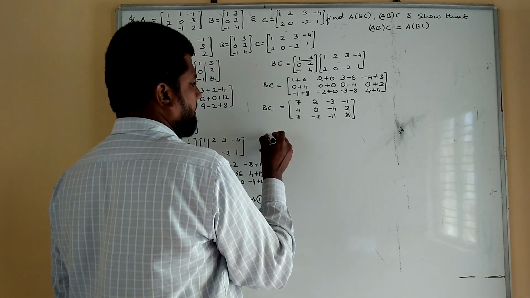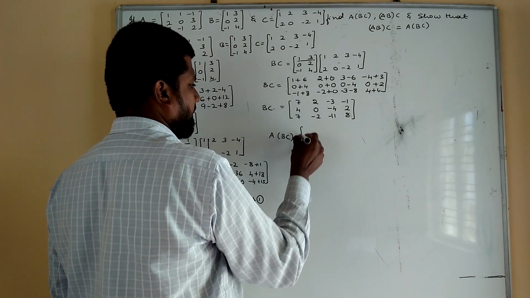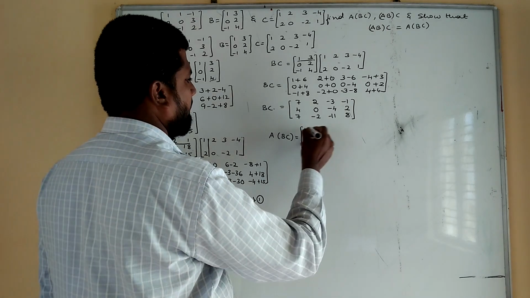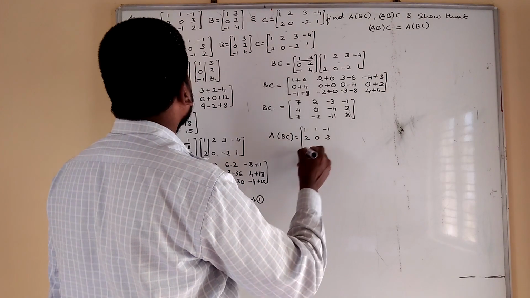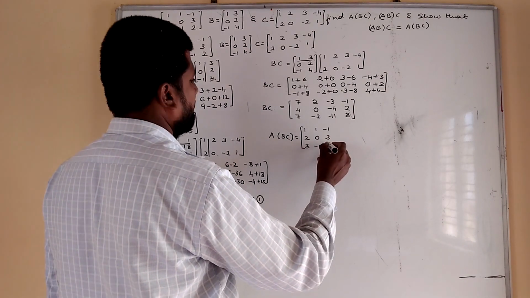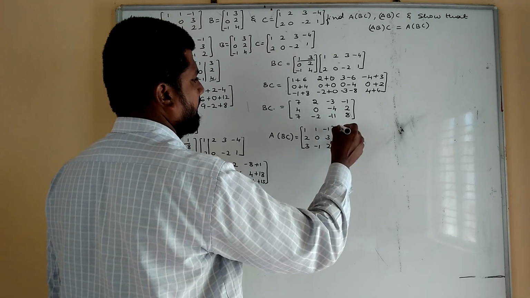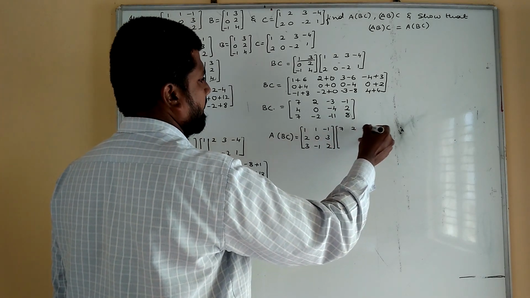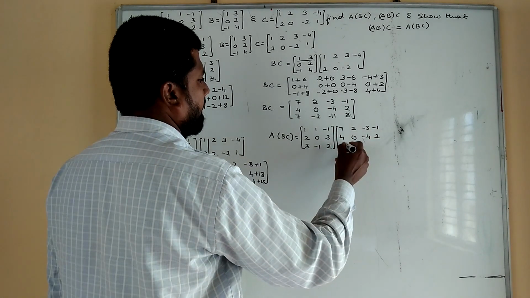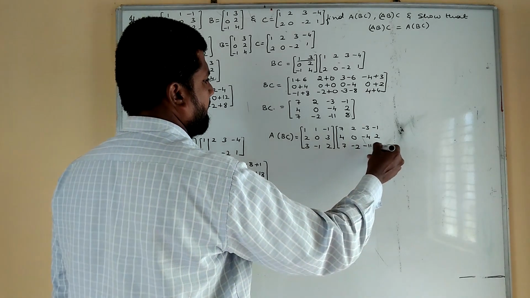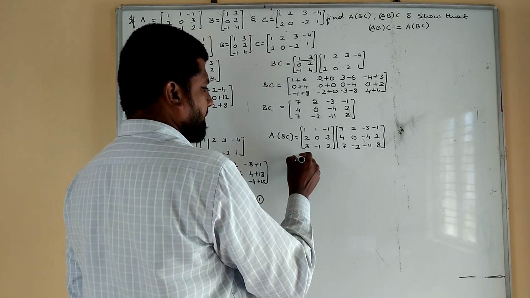So let us multiply A into BC. What is A? A is [1, 1, minus 1; 2, 0, 3; 3, minus 1, 2]. This is A. Let us take the BC: [7, 2, minus 3, minus 1; 4, 0, minus 4, 2; 7, minus 2, minus 11, 8]. This is the BC. Now let us multiply.